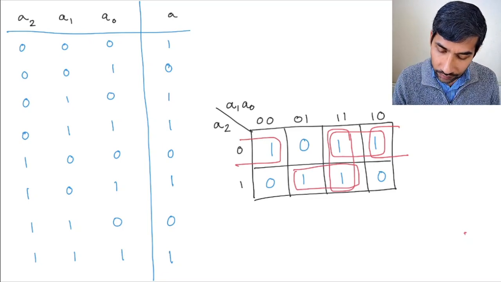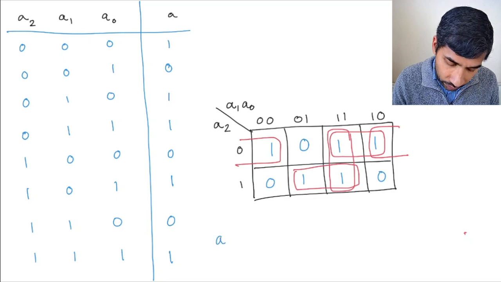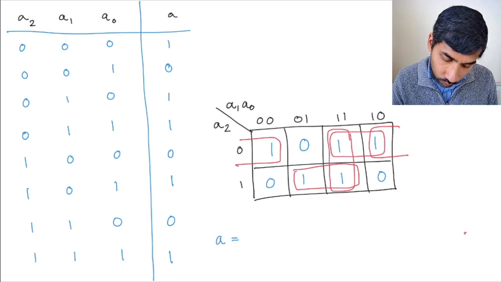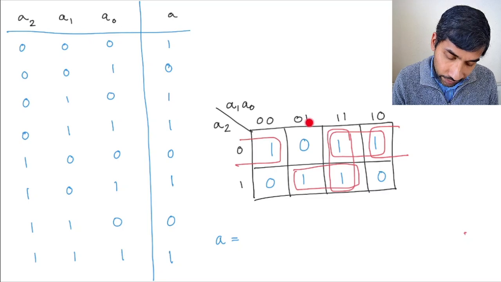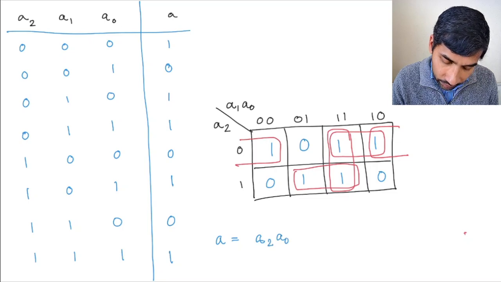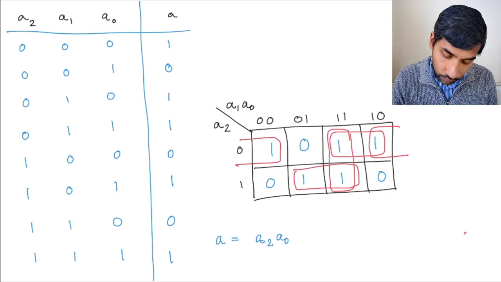So let's now write the Boolean expression. A will be equal to what? A will be equal to, so let's start with, let's say, this group here. In this case, A0 is 1 and A2 is 1, and A1 takes both the values 0 and 1. So A1 is gone, and we can write this as A2 and A0.